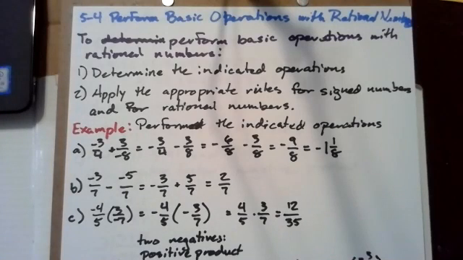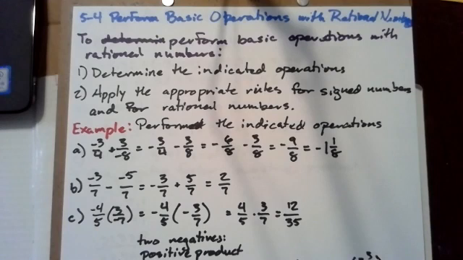In this video, we will perform basic operations with rational numbers. To perform basic operations with rational numbers, determine the indicated operations and then apply the appropriate rules for signed numbers and for rational numbers. For this example, we'll perform the indicated operations.